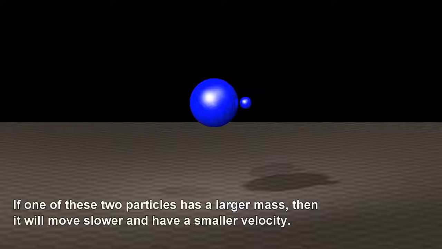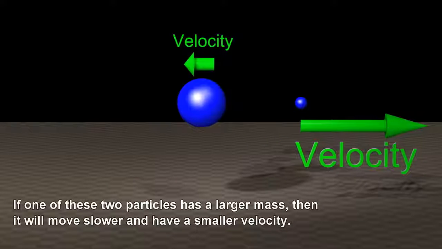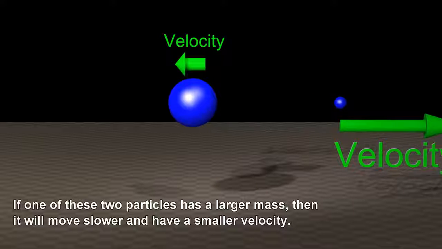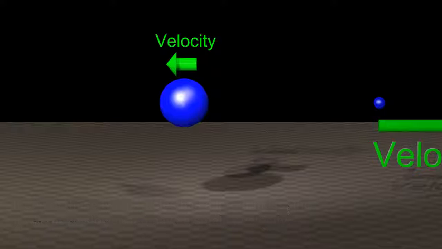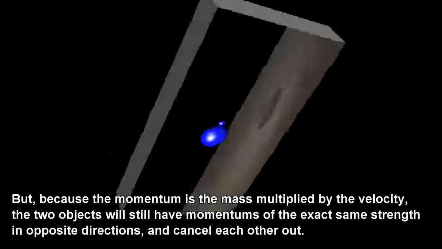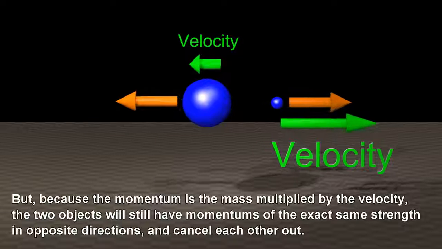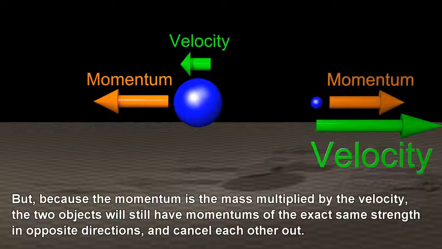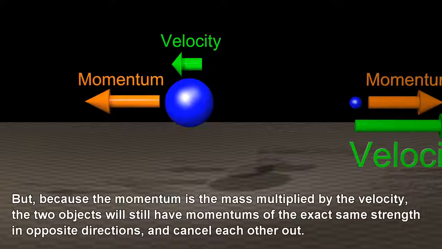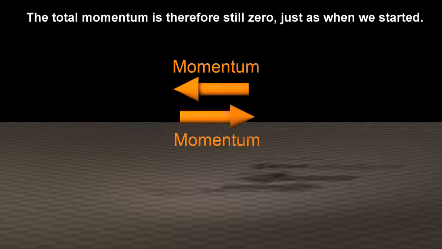If one of these two particles has a larger mass, then it will move slower and have a smaller velocity. But because the momentum is the mass multiplied by the velocity, the two objects will still have momentums of the exact same strength in opposite directions and cancel each other out. The total momentum is therefore still zero, just as when we started.